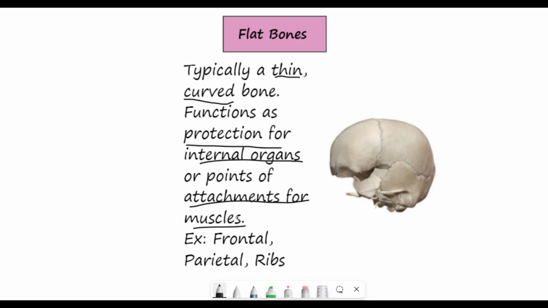The long bones do serve as attachment points for muscles. Obviously, your femur, you have your quadriceps, your hamstrings, so that's important. But like I said, this right here, protection for internal organs, I feel like, for me at least, that's kind of the distinctive feature. So that's something you can keep in mind. Your ribs, like I said earlier, protect your lungs, your heart, the internal organs over there. So that's how you can tell it apart.